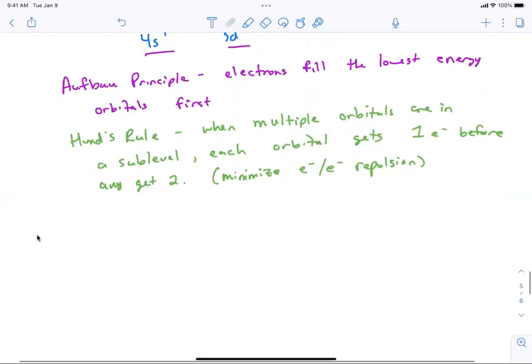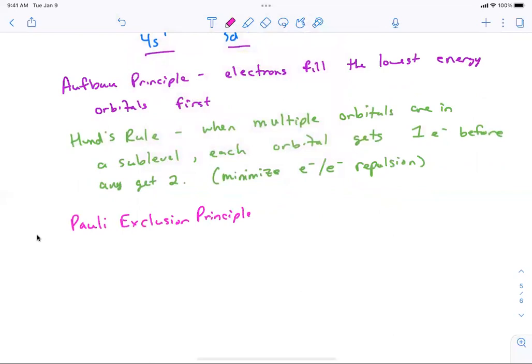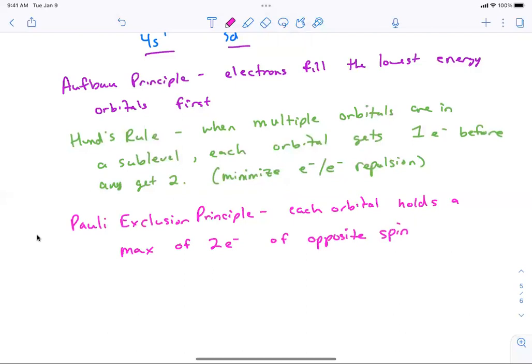Okay. The last rule is the Pauli exclusion principle. There are 2 aspects to this. Each orbital holds a max of 2 electrons of opposite spin. And both of those concepts are crucial to the Pauli exclusion principle.